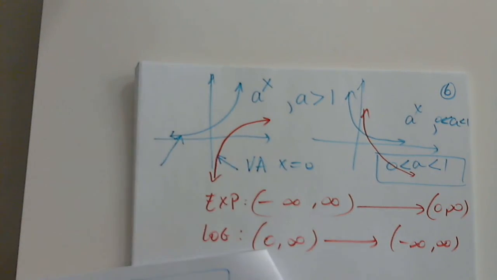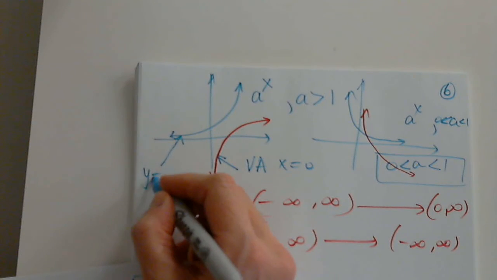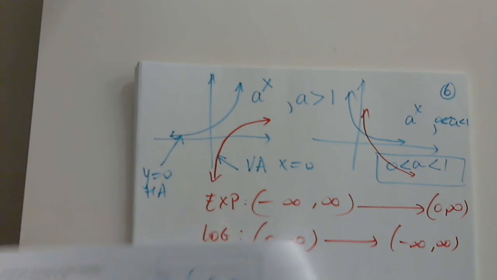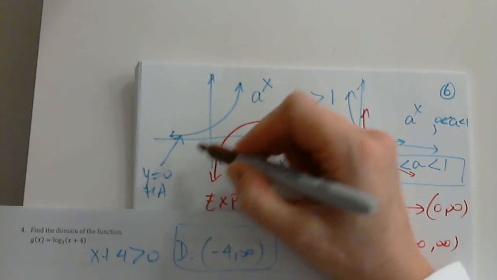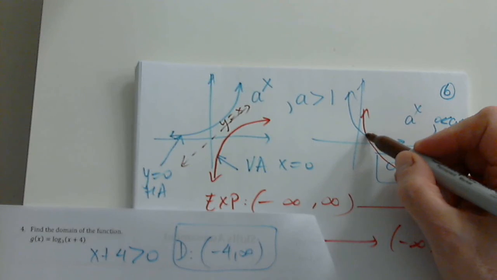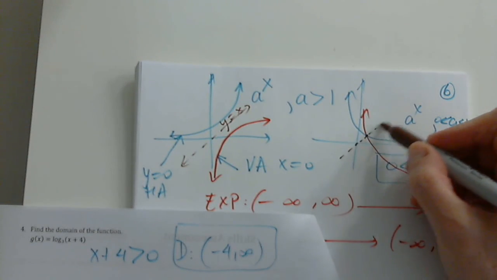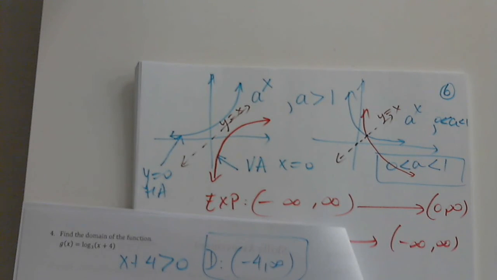This function has what type of asymptote? Yes, y equals 0, horizontal asymptote. And of course, the graphs will always be symmetric with respect to this line. Always. The graphs of two inverse functions will always be symmetric with respect to y equals x.